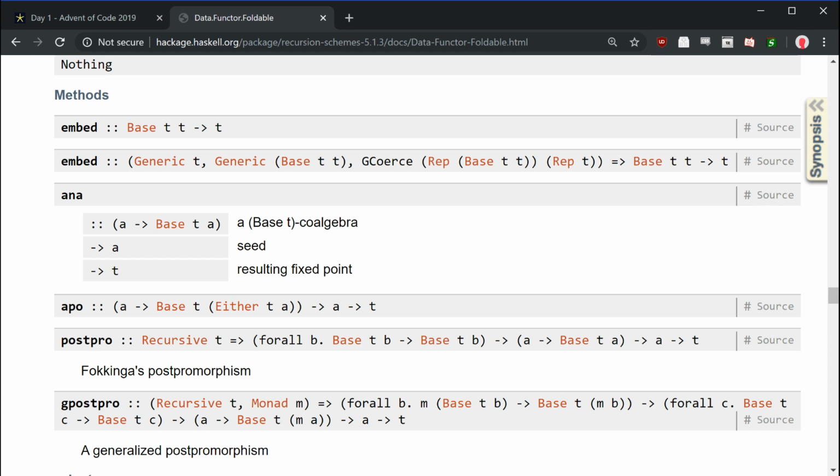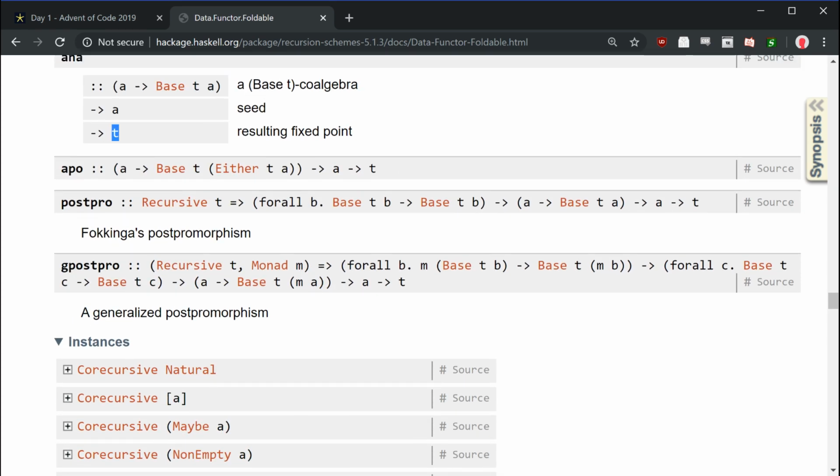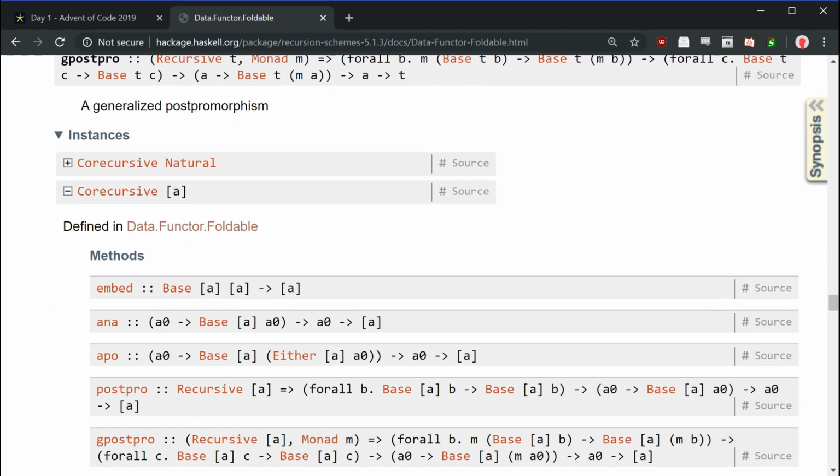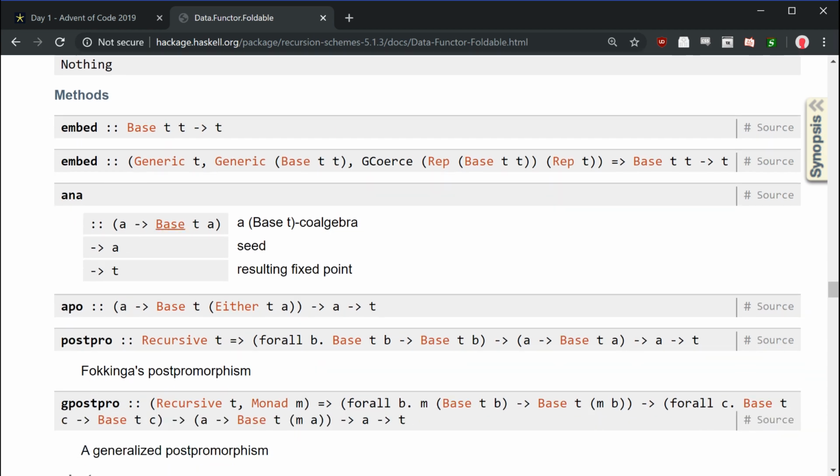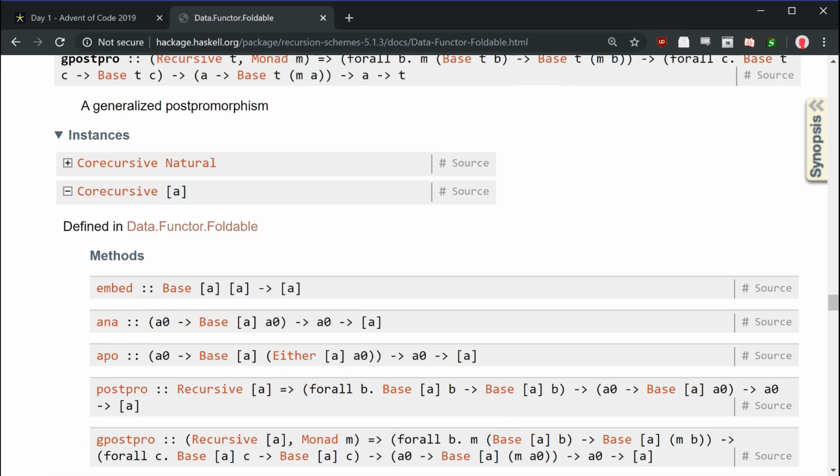So I don't know exactly how to map what I know about unfolds to anamorphisms. And so here we have an A. In this case, A is Int and T is List. Why isn't T list of A? I don't know why this isn't T A. So ana takes an A. Wait, so what the heck is T? Oh, T is Base T A. I don't quite get it, but okay.